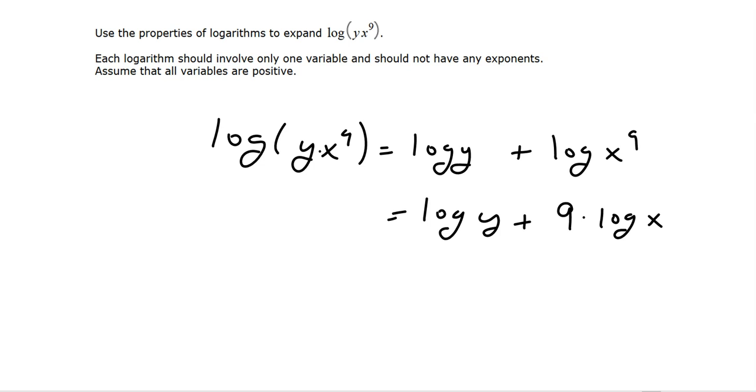I don't know, it helps me a little bit to see the similarities between the exponent stuff and the logarithm stuff to help remember these rules, just because I knew the exponent rules pretty well by the time I got to this stuff.